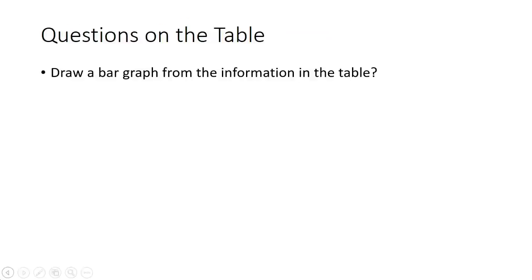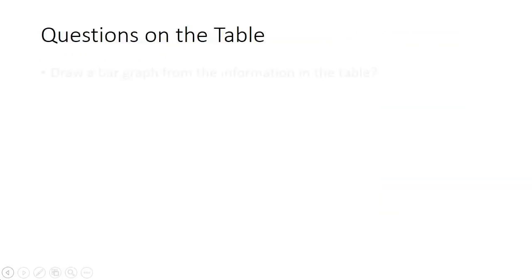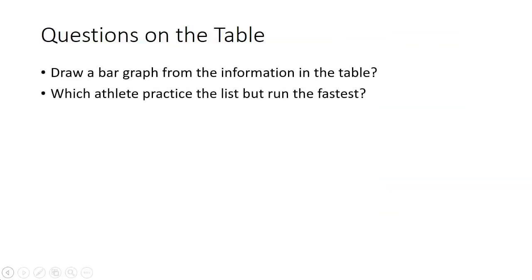So let's look at the first question. The first question is saying, draw a bar graph from the information in the table. So you need to use that information that is in the table and draw a bar graph. Now you have to look at what is in the graph. Here we have athletes, time taken to practice, and time taken to complete the marathon. So you need to have three variables in your graph. So let's look at the second question before we look at the answers.